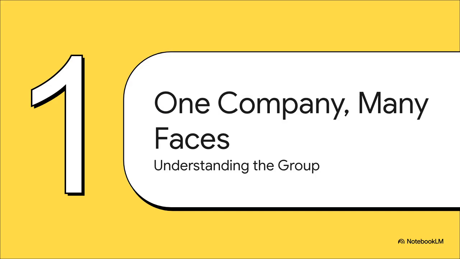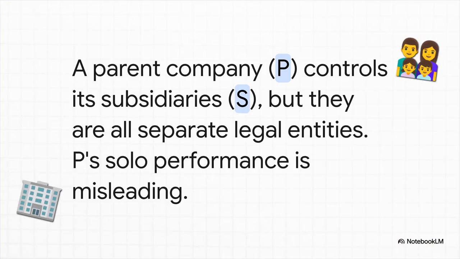All right, so first things first. Before we can even think about combining anything, we really need to get our heads around the basic structure of these corporate families. So it all starts with what we call a parent company. Let's just call it P for short. This parent company controls other businesses which are known as subsidiaries, or S. Now, here's the key thing. Even though P is the one in charge, every single one of these companies is its own separate legal entity with its own set of books. And you can see why just looking at P's financial statements alone would be totally misleading. It would completely ignore what's happening in all the companies it actually controls.